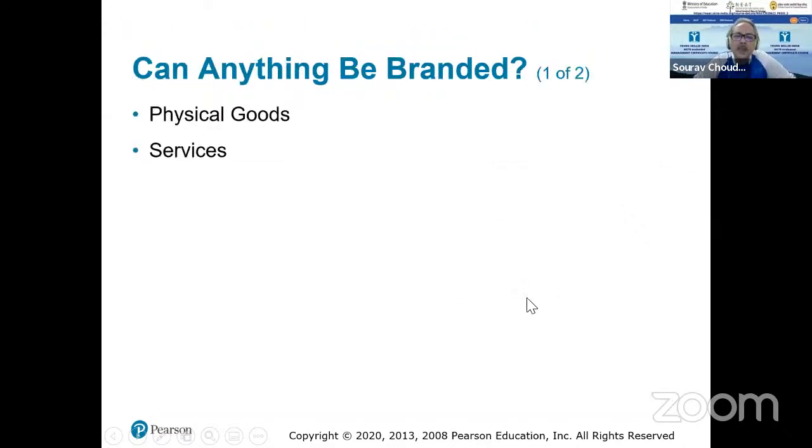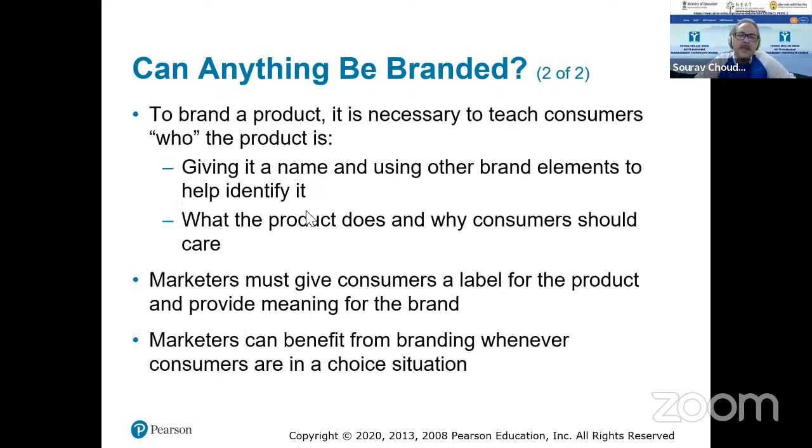Okay. So physical goods and services, can anything be a brand? Yes, everything can be a brand. To brand a product, it is necessary to teach consumers who the product is. Okay, giving it a name and using other brand elements to help. What are the brand elements? The symbol, the image, the picture, the font, the color, everything. Okay. What the product does and why consumers should care. Okay. So that's important. A brand actually communicates to the consumer what the product will do.